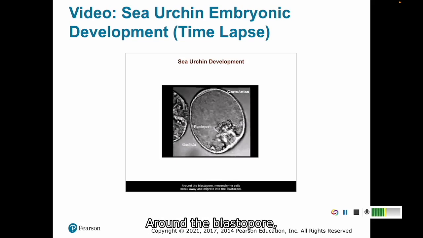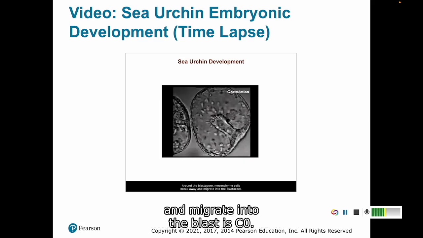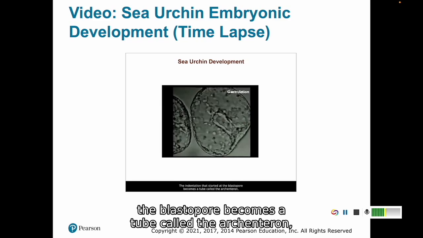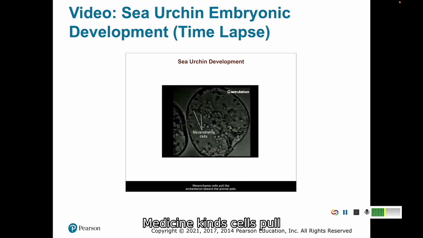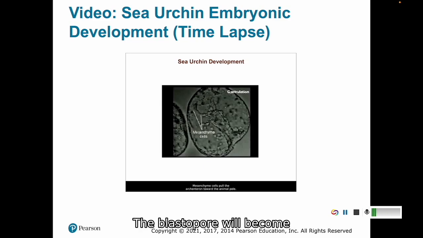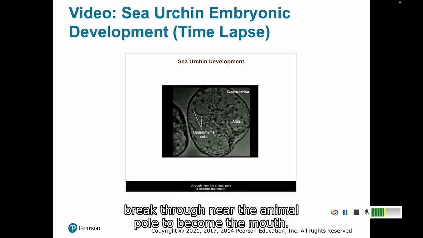Around the blastopore, mesenchyme cells break away and migrate into the blastocele. The indentation that started at the blastopore becomes a tube called the archenteron, and it will eventually form the sea urchin's digestive tract. Mesenchyme cells pull the archenteron toward the animal pole. The blastopore will become the anus, and the archenteron will break through near the animal pole to become the mouth.